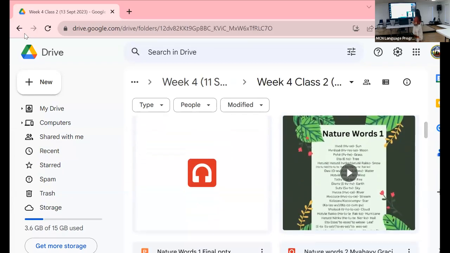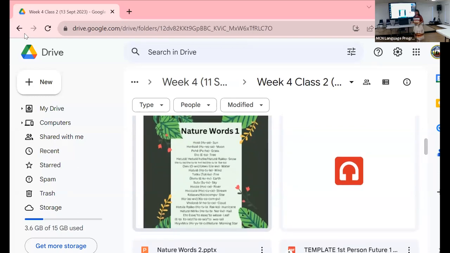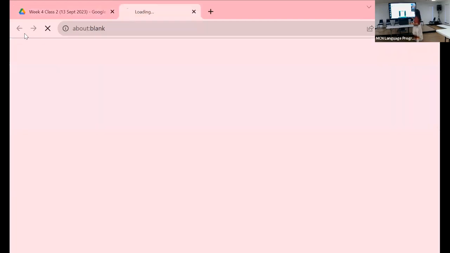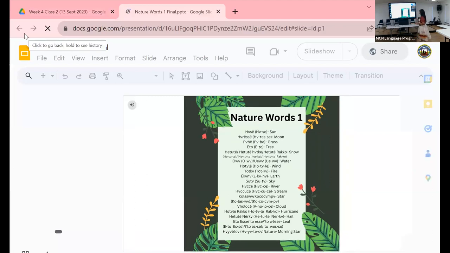All right, so we will keep going on. I know we did our nature words. We're going to go over our nature words, and going over our new vocabulary will help you when you conjugate sentences. You now know what you're talking about. Okay, I will go over these.